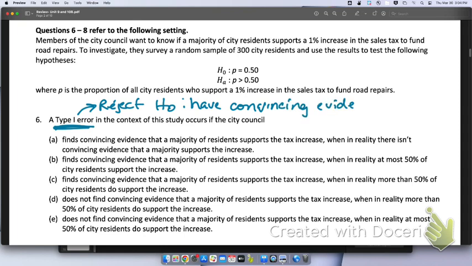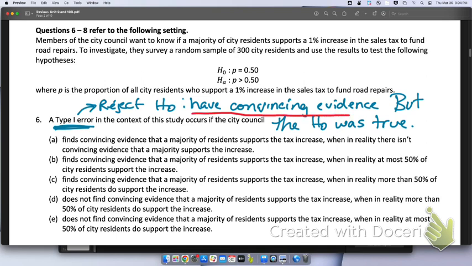So we reject the null hypothesis because we have convincing evidence, but the null hypothesis was true in reality. Okay, so in reality, the null hypothesis was actually true. So let's see. In a type 1 error, we have convincing evidence.